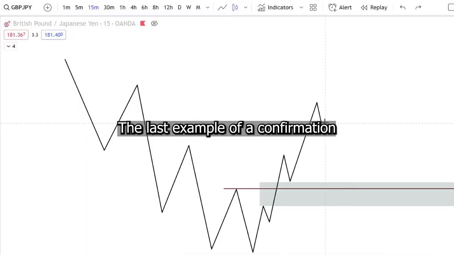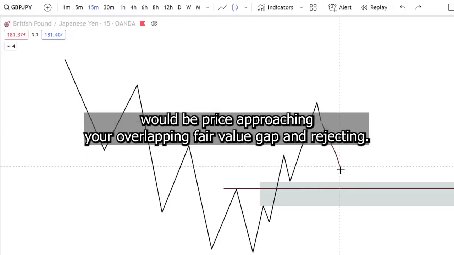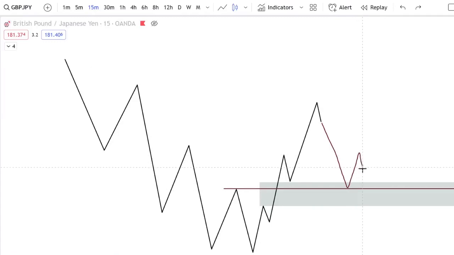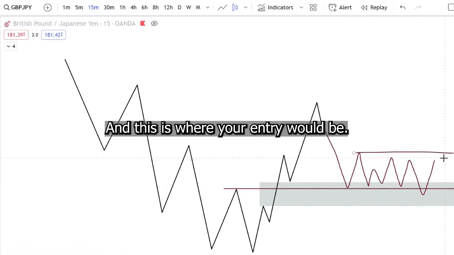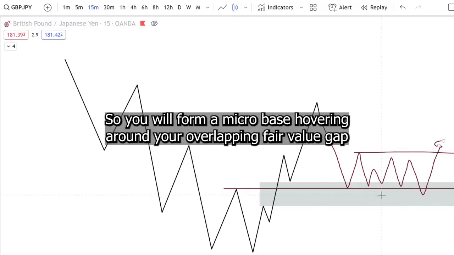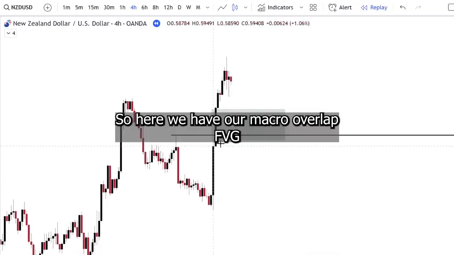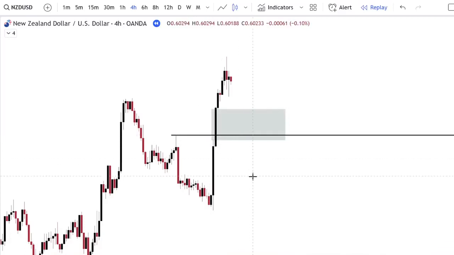The last example of a confirmation would be price approaching your overlap fair value gap and rejecting, and then price comes back into that initial range and consolidates and continues rejecting from that pullback to then eventually stop hunt and completely take out this level, and this is where your entry would be. So it will form a micro base hovering around your overlap fair value gap. So here we have our macro overlap fair value gap. Now let's go on the lower time frames for our confirmation.